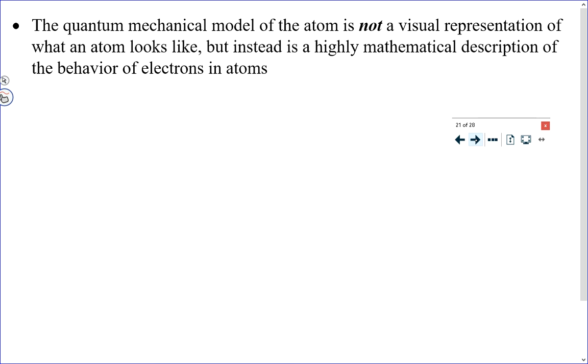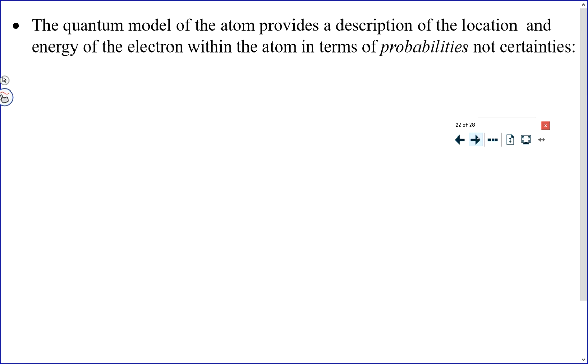The quantum mechanical model of the atom is not a visual representation. It's a really highly mathematical representation, as I've already said, that describes the behavior of electrons in atoms. And really, the one thing I suppose that's important for you to know is the quantum mechanical model of the atom talks about probabilities and not certainties.